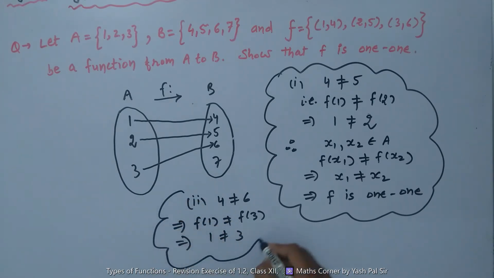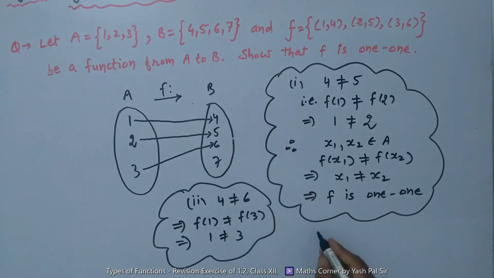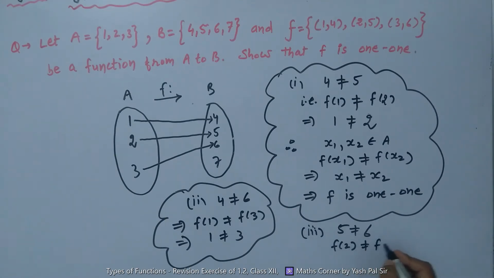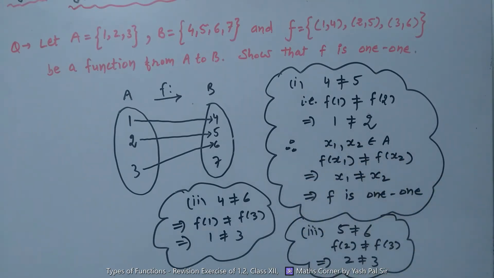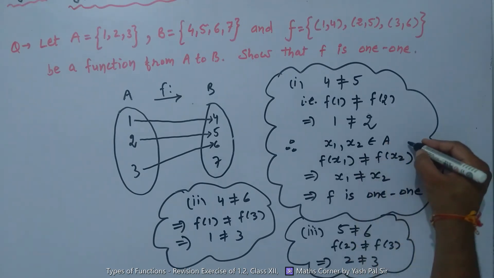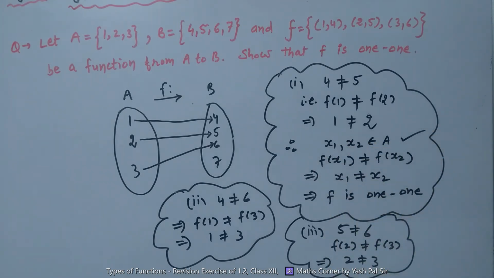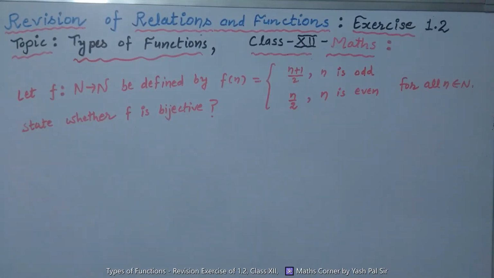In the third case also, taking 5 and 6, 5 is not equal to 6. That is, f of 2 is not equal to f of 3 and 2 is also not equal to 3. So in every case the condition of a 1-1 function is satisfied. So we say that this function is a 1-1 function, because this condition is satisfied. Now let us discuss this question.